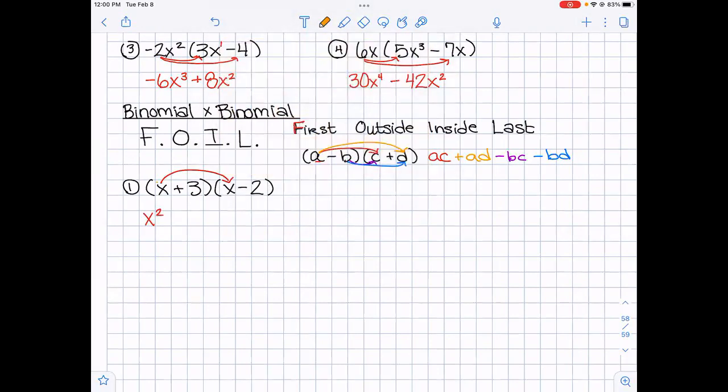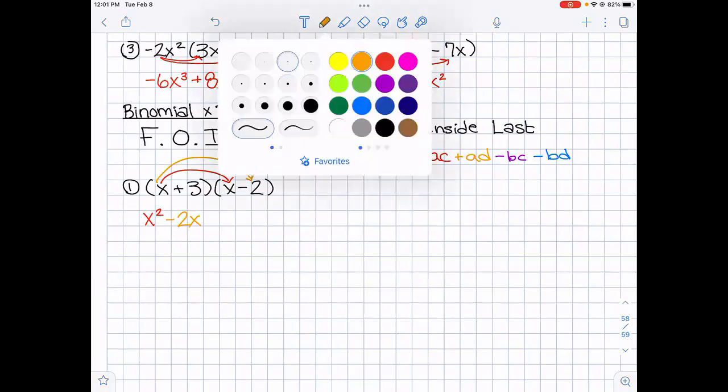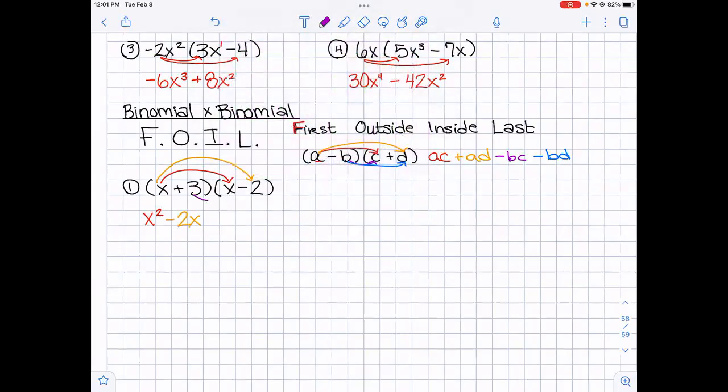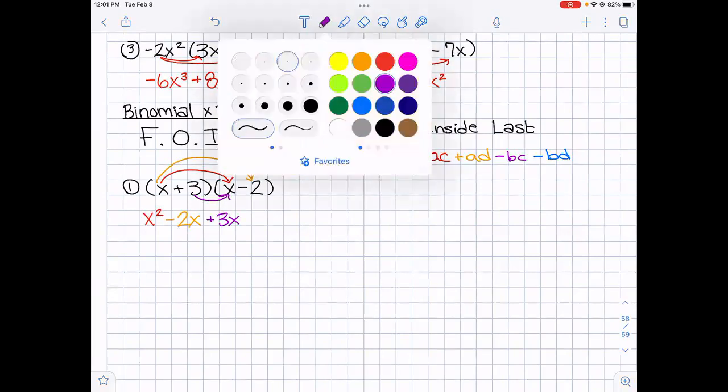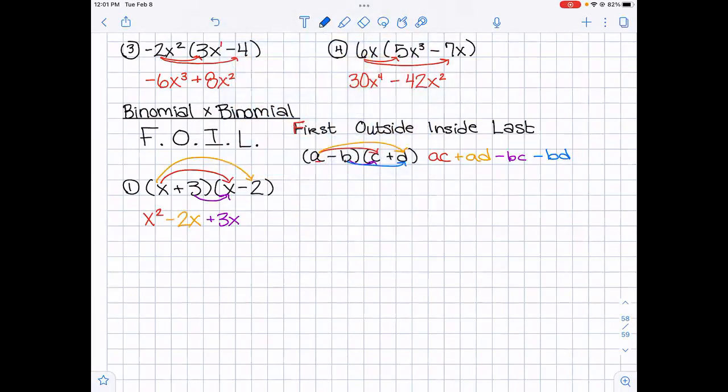Then we have to do outside terms. So x times -2 is -2x, there you go. Then we have inside terms. So 3 times x is 3x. And the last one is the last term. So 3 times -2 is -6.